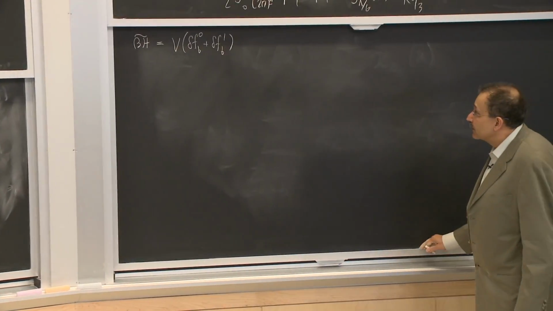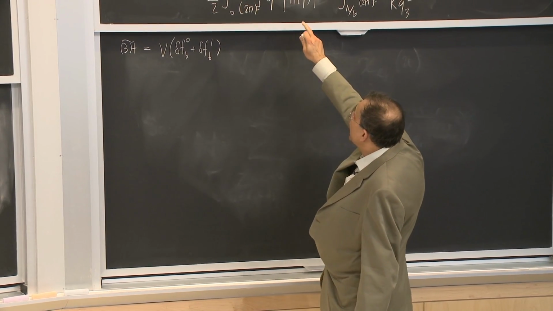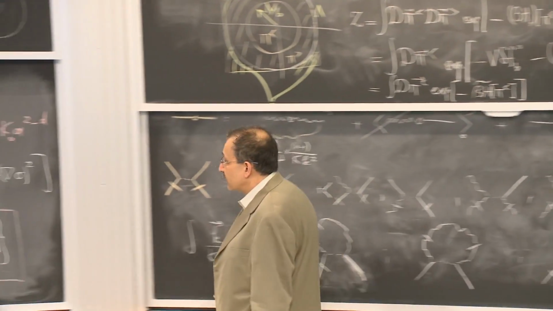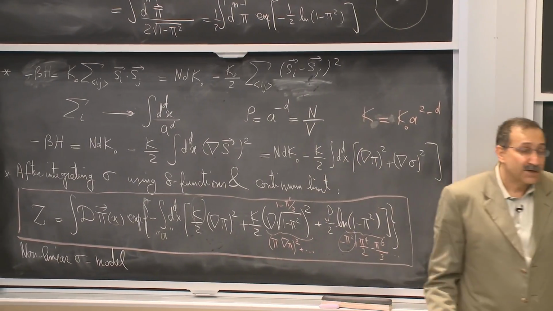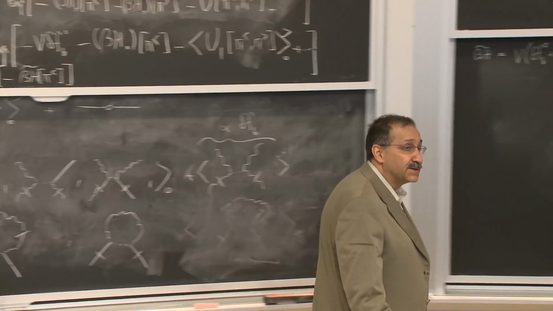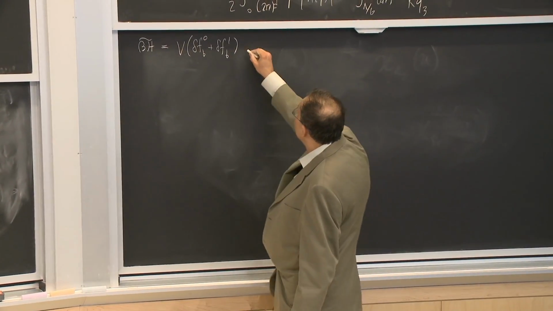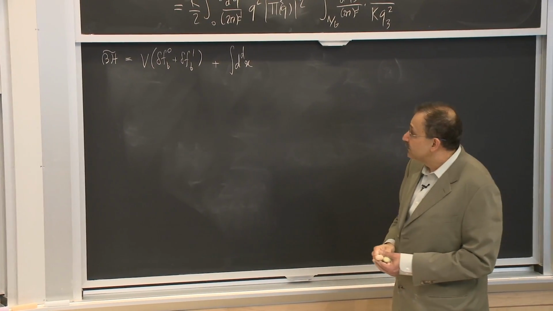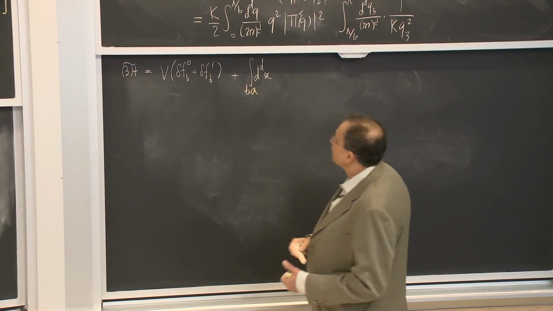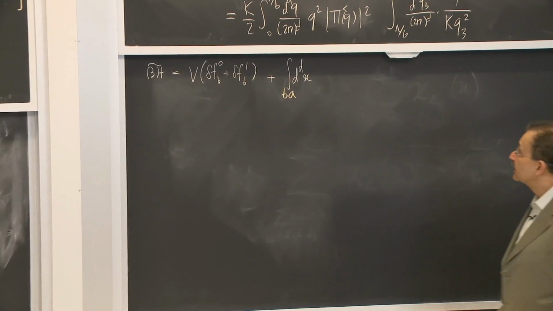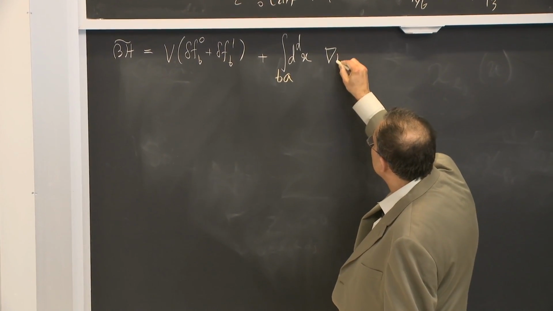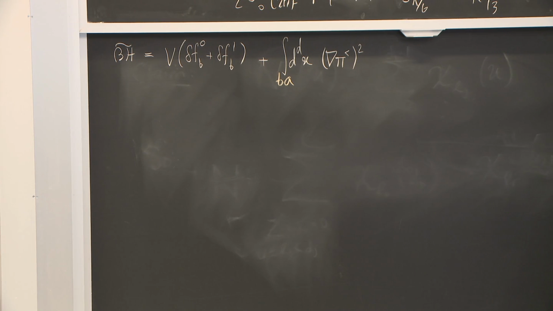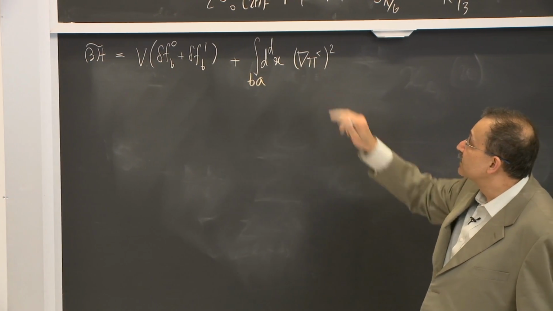Okay. Then we have types of terms that look like this. I can write them already after Fourier transformation in real space, so let me do that. I have integral d^d x in real space, realizing that my cutoff has been changed to lambda over b. Things that are proportional to gradient of pi lesser squared. Now, gradient of pi lesser squared is the thing that in Fourier space becomes q squared pi lesser squared.